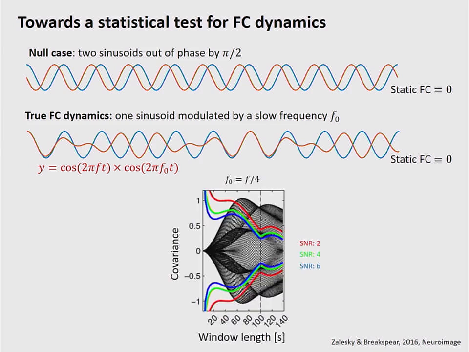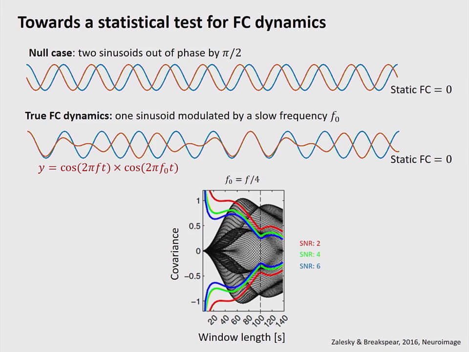And this led, I won't get into the mechanics of this, but this led to a statistical framework to test for dynamics in a signal. So basically the colored curves, the red and the green and the blue, provide us with confidence intervals for the null hypothesis of an absence of dynamics. And this is derived from the null case, from the first two signals that I've shown there. The black curves, each of the black curves corresponds to a different position of the sliding window.